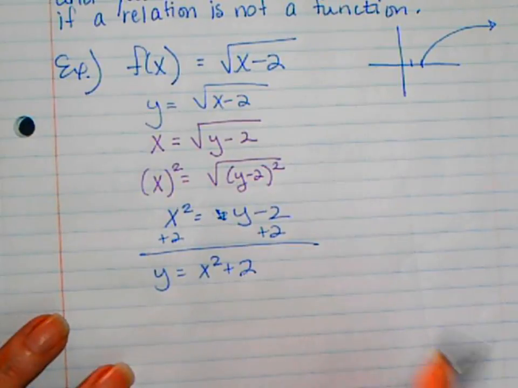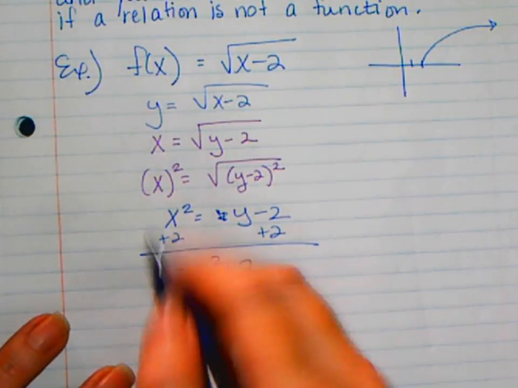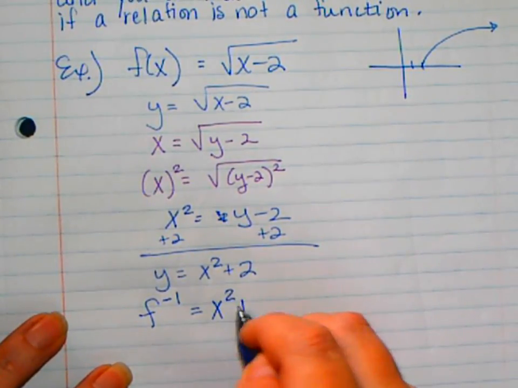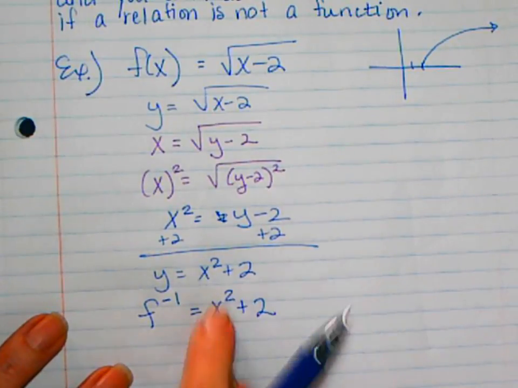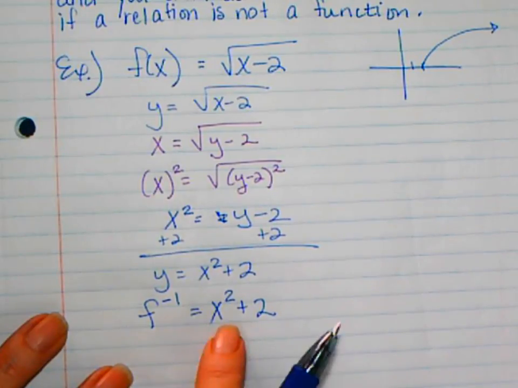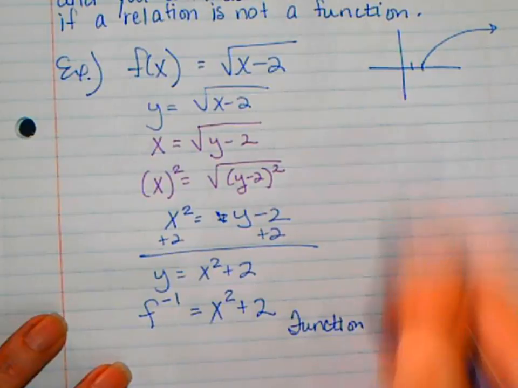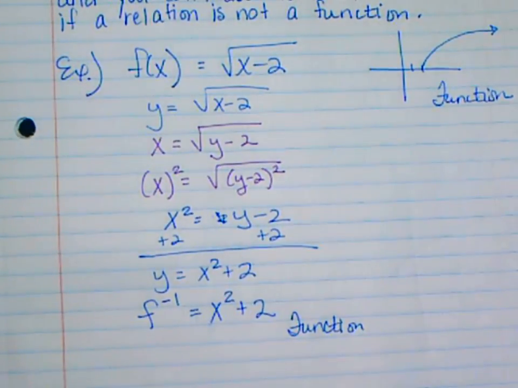Since they gave it to you in function notation, though, you're probably not going to see it written as y equals. You'll see inverse of f equals x squared plus 2. If I graph that, what am I going to get? A parabola, right? Is that a function? Yeah, parabolas are functions always. This was a function. So since they were both functions, their original relation and its inverse, they would be inverse functions.